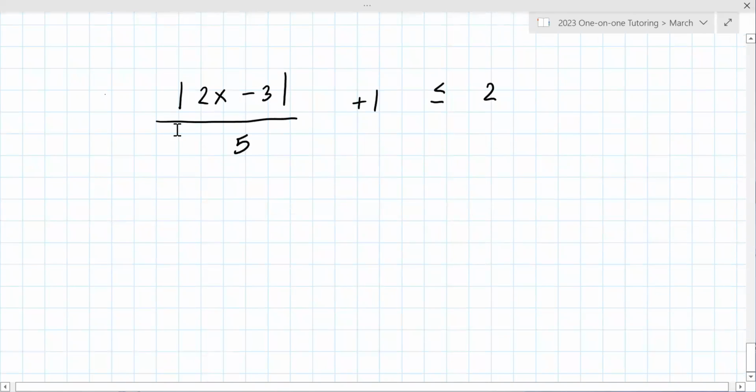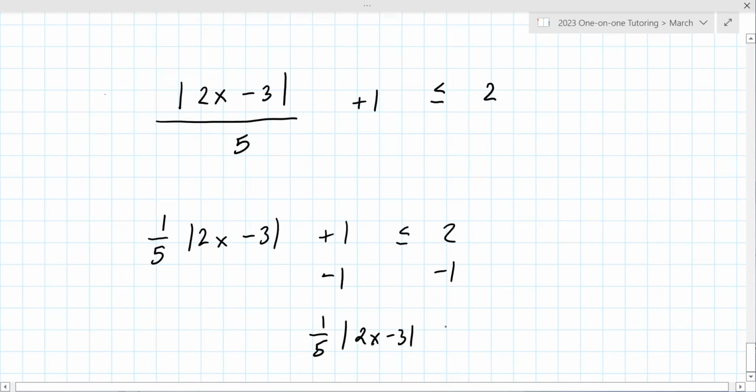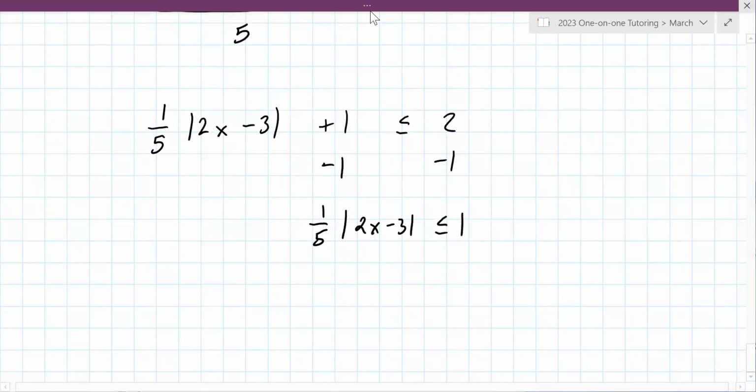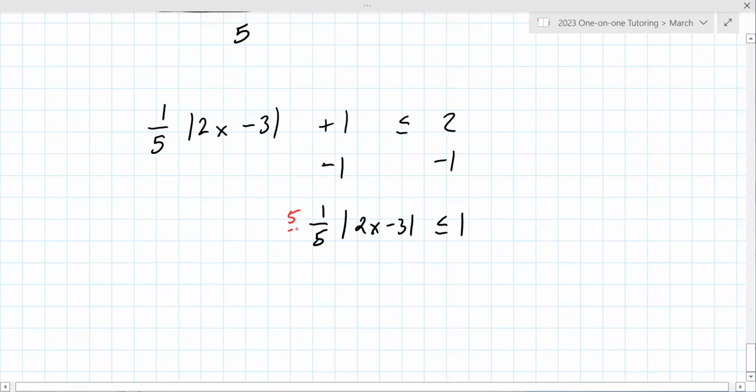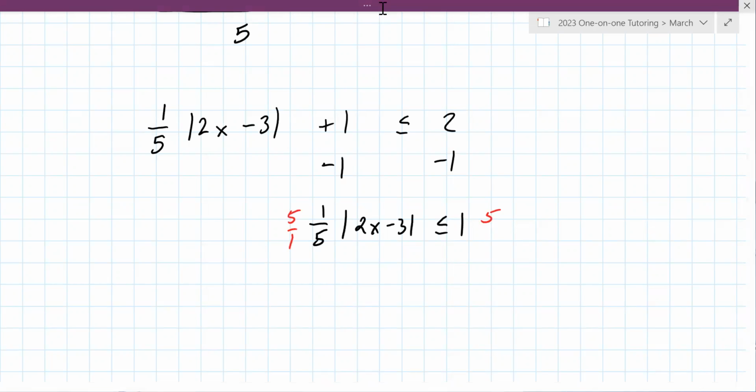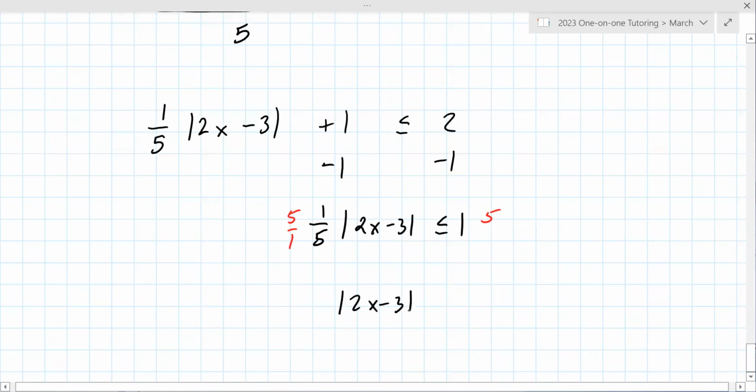So what's the difference when one's inside and outside? This problem is more like this: 1/5 absolute value 2x minus 3, plus 1, meaning you have to undo the 1 and the 1/5 before you break apart the absolute value. If it's inside, you can't do anything about it until you break apart the absolute value. But from here, you have to realize, subtract 1 from both sides. So I got 1/5 absolute value 2x minus 3 less than or equal to 1, and then multiply by 5 over 1 on both sides, or 5. So you end up getting 2x minus 3 less than or equal to 5.